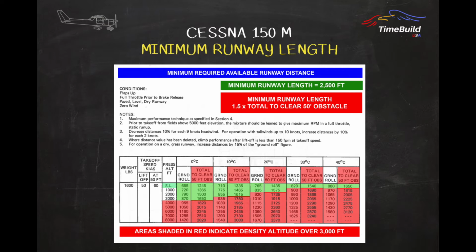To make this easy for our pilots, we have created a modified version of the takeoff distance chart, which is included with the aircraft checklist. The chart has been color-coded to indicate density altitudes that will require longer runways. If the takeoff conditions are anywhere within the red boxed areas, then the minimum available runway distance is determined by multiplying the total to clear 50-foot obstacle distance applicable to the takeoff by 1.5. Let's take a look at how this simple calculation is performed.